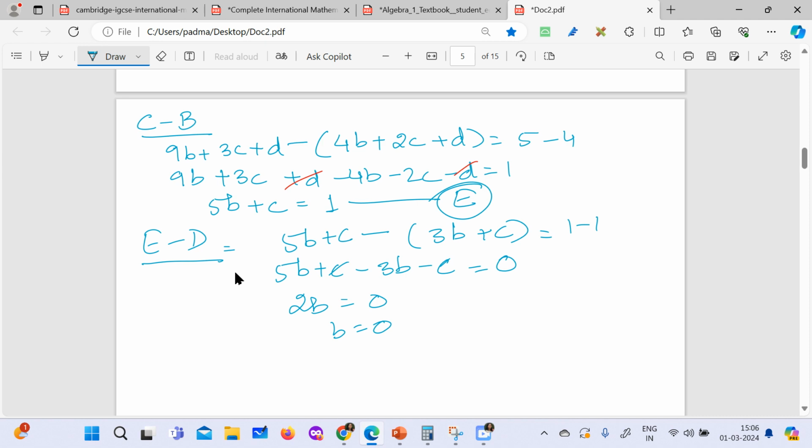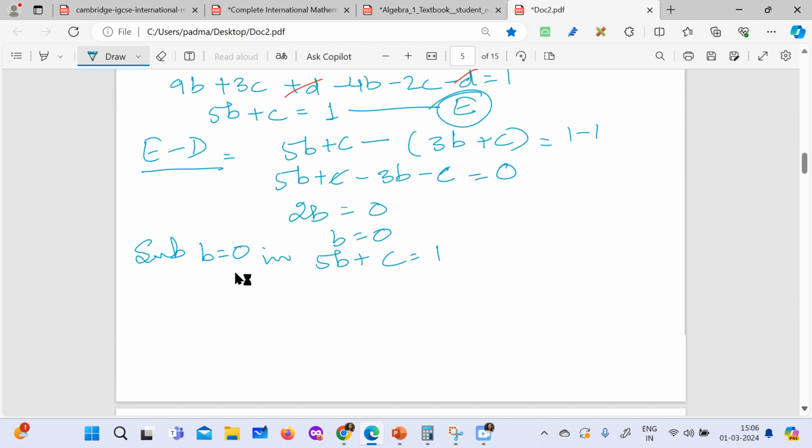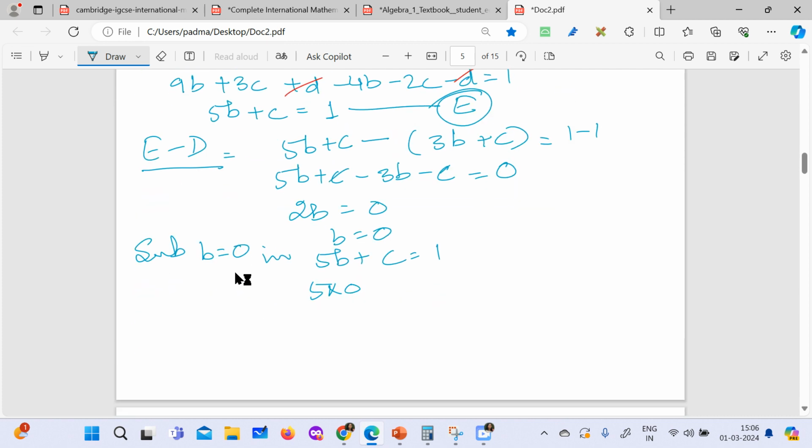Now in any of the equations I can substitute b is equal to 0. Suppose in E, if I substitute b is equal to 0 in 5b plus c equals 1, I will get the value of c. So this will be 5 times 0 plus c is equal to 1. Hence you have c is equal to 1. Okay. Now we have the value of a, b, c.